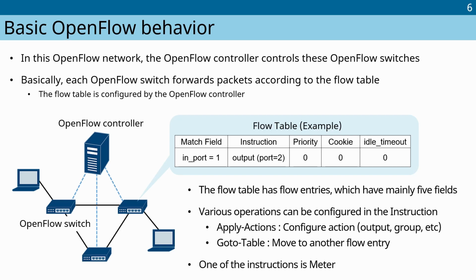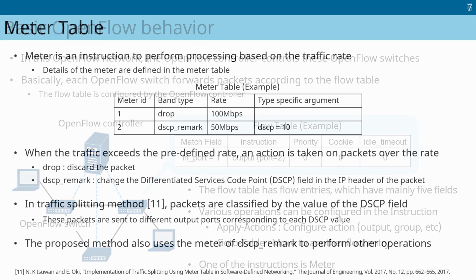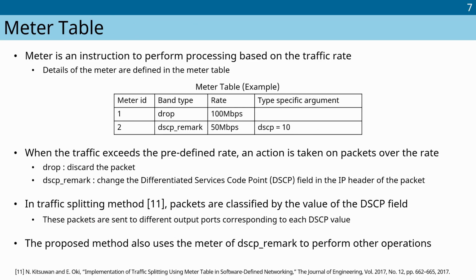In the instruction field of the flow entry, various operations can be configured. The apply action is used to output packets or send to multiple ports using group action. GoToTable is used to jump to another table to allow pipeline processing. The most important instruction for the proposed method is meter. The meter instruction performs an action based on the traffic rate.